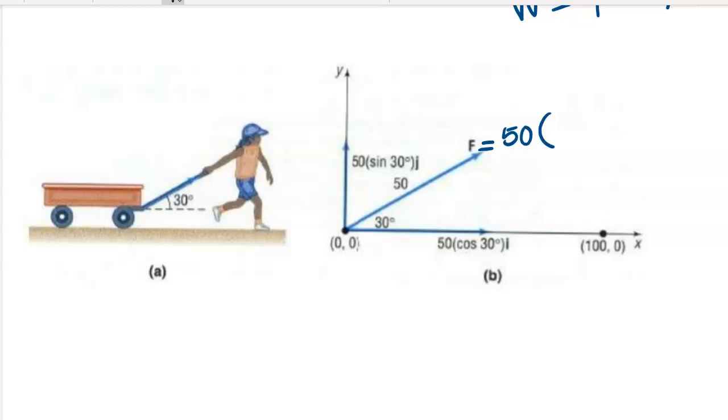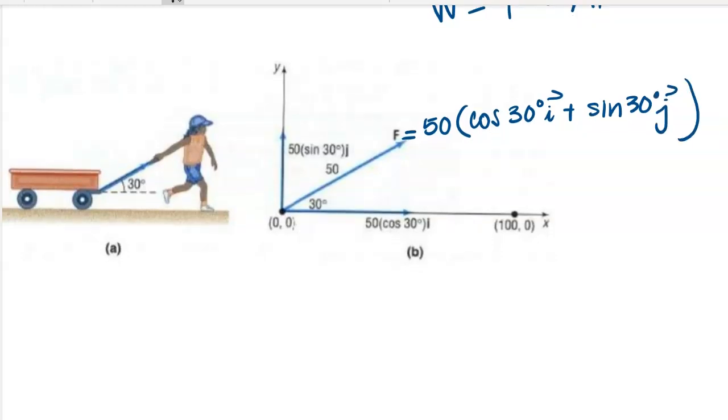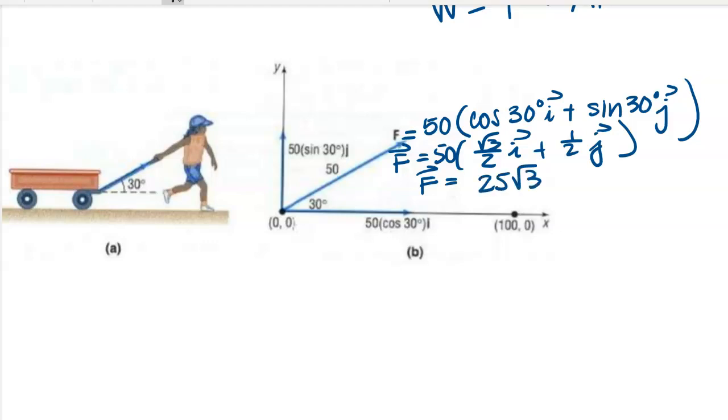50 pounds. We're going to write it in polar form first. Cosine of what angle? 30 in the I direction plus sine of 30 in the J direction. Okay, let's simplify this out. What is cosine of 30? Root 3 over 2 in the I direction plus 1 over 2 in the J direction. Distribute the 50. So what is the final vector of force in the form of AI plus BJ? 25 root 3 in the I direction plus 25 in the J direction. So that's your final in the form of AI plus BJ.